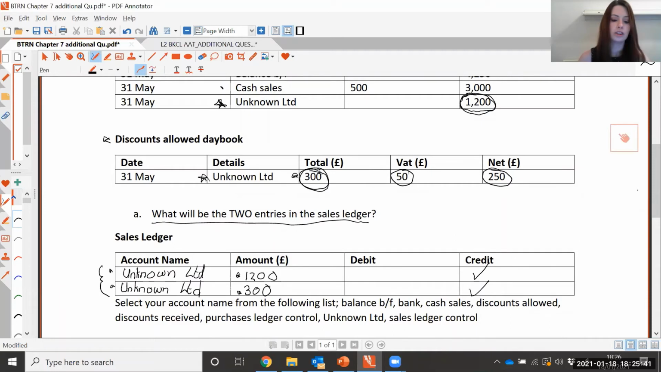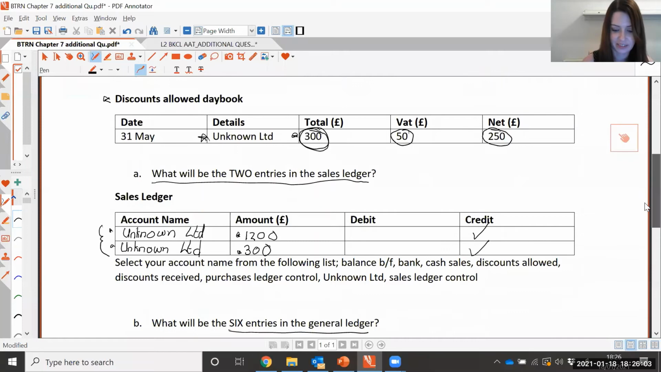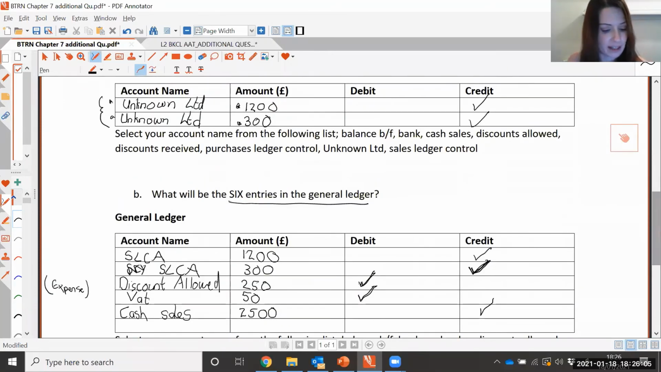So what will our last entry be, based on that cash sales? Yeah, the VAT, and how much will that be for? And it's the VAT. It's an amount of £500, and again, yeah, it would be a credit. Excellent.